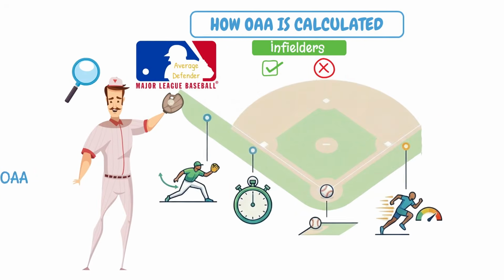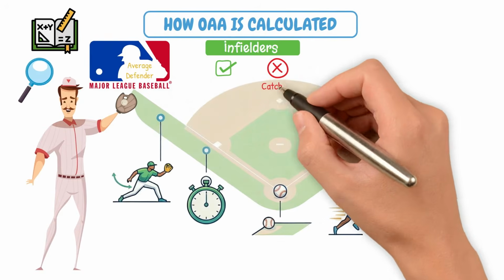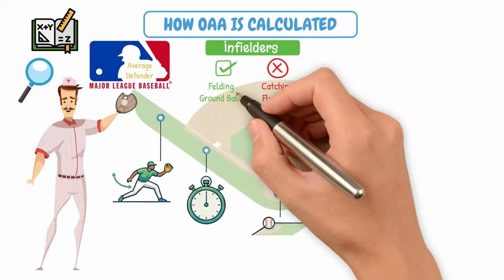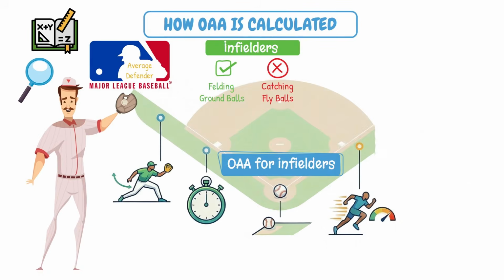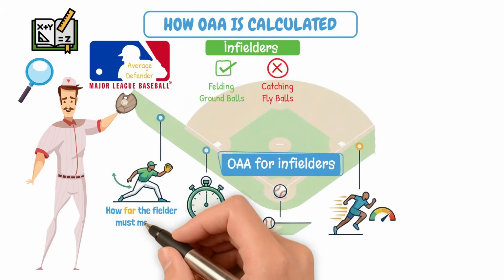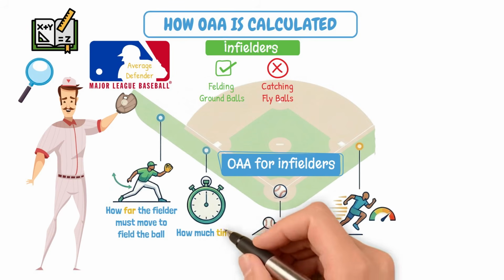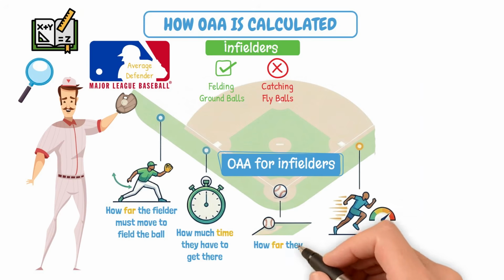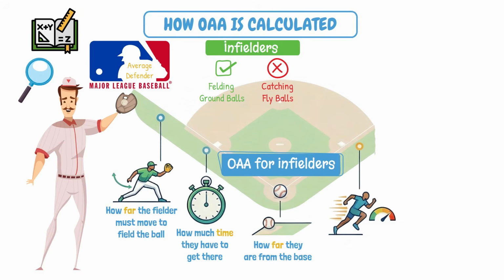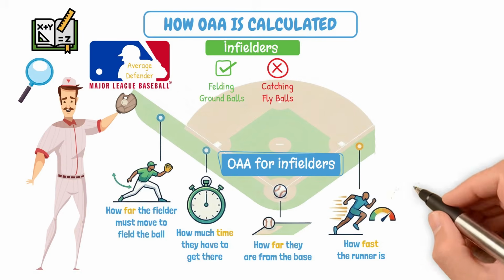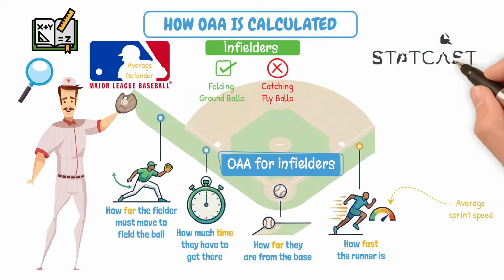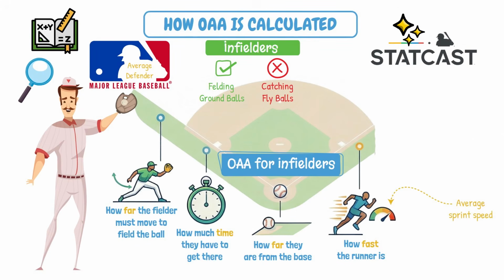For infielders, that math changes a bit, because it's not about catching fly balls, it's about fielding ground balls. OAA for infielders includes how far the fielder must move to field the ball, how much time they have to get there, how far they are from the base the play is at, and how fast the runner is using their average sprint speed. This is where StatCast tracking really shines, because it knows exactly where the fielder started, the distance and time he had to make the play.